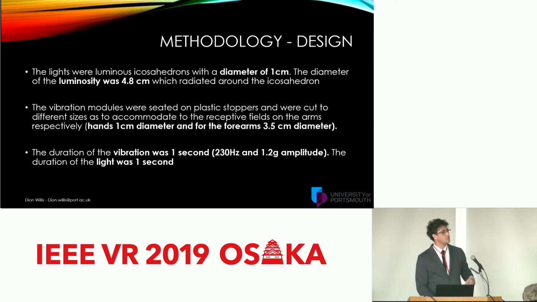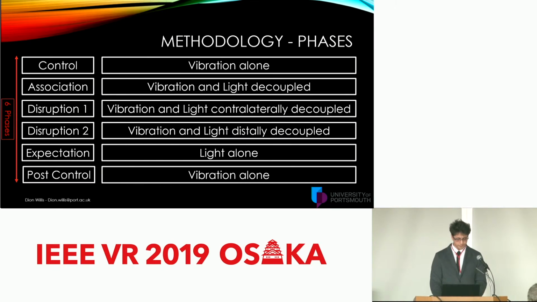The vibration modules were set to the receptive fields within the arm and the forearm. Just to make a note, the sizes of both of these lights and vibrations fit within the sections. So the sections were split up into the receptive fields for their appropriate section. The vibration and lights were shown for about 1 second, at 230 hertz and 1.2 grams of amplitude for the vibration modules. We had 6 phases, so this was a repeated measures experiment.